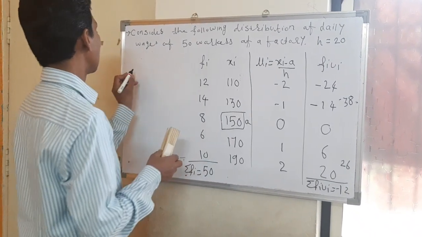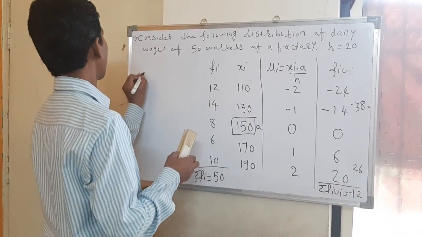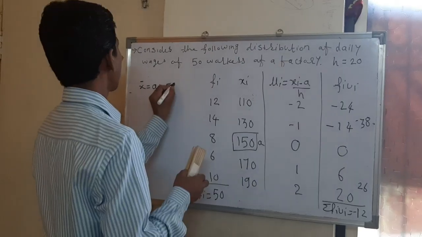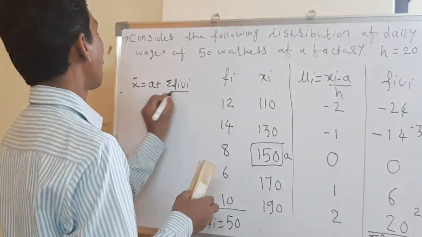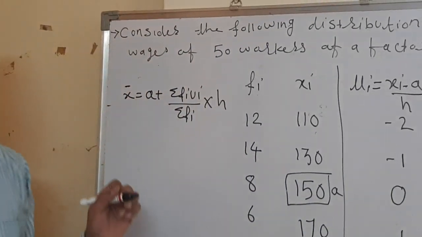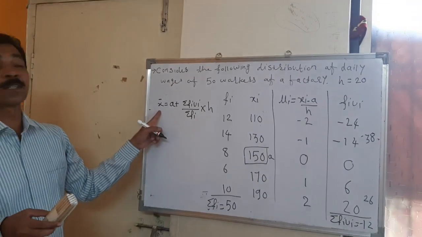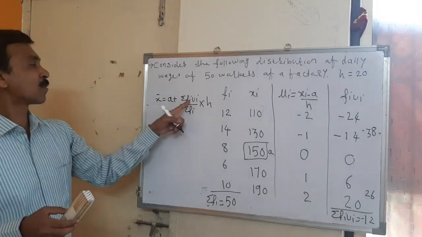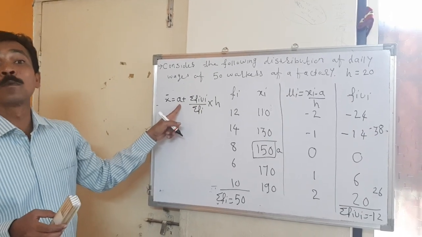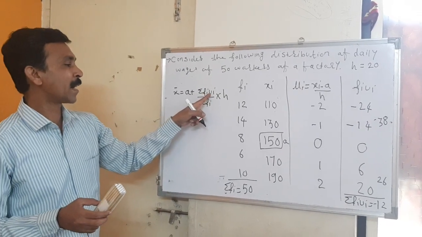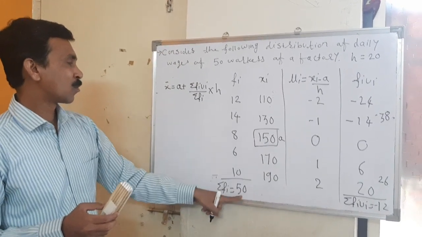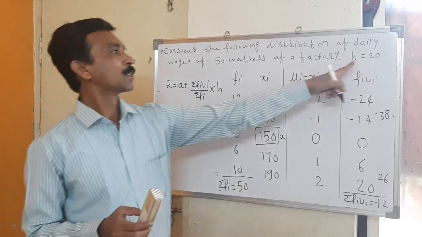I will write the formula here. X bar is equal to A plus summation of Fi Ui upon summation of Fi into H. This is the formula for step deviation method, where A stands for assumed mean. Summation of Fi Ui is minus 12, summation of Fi is 50, and height is 20.